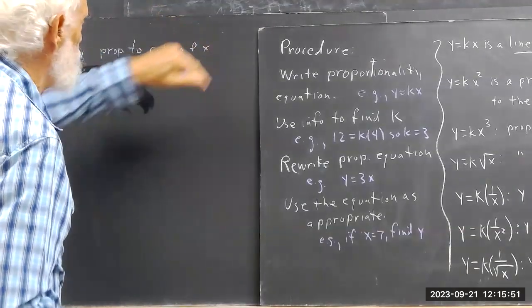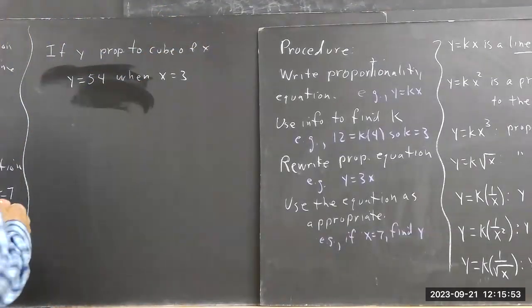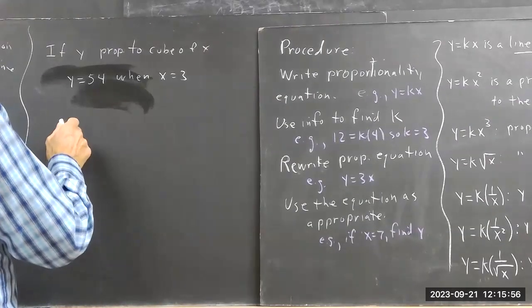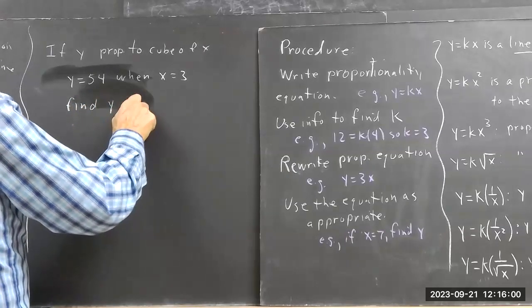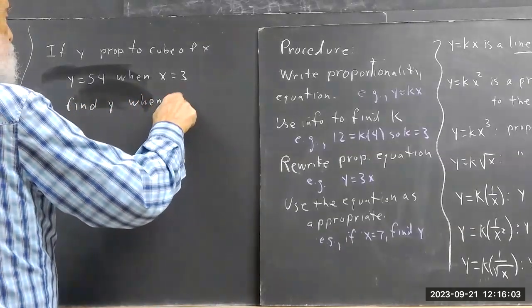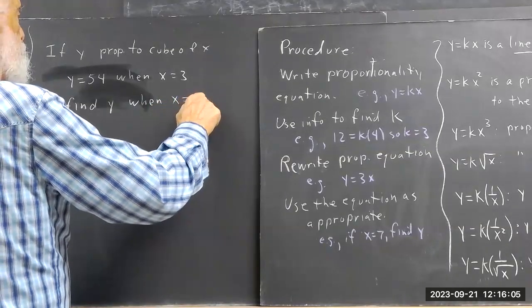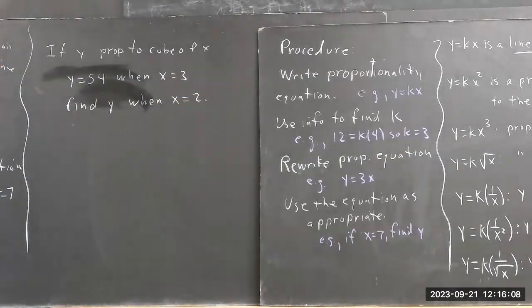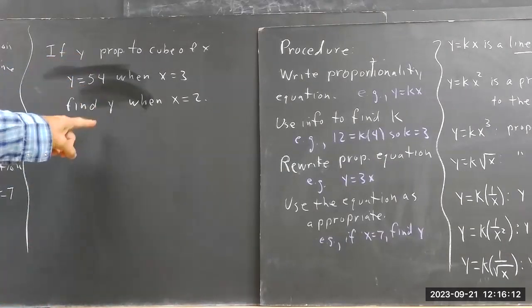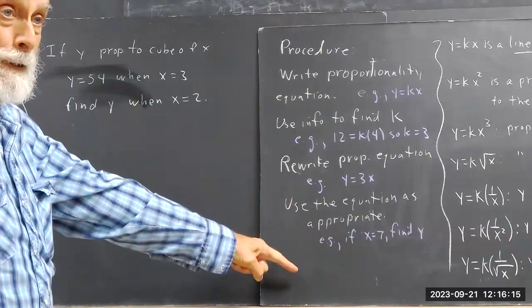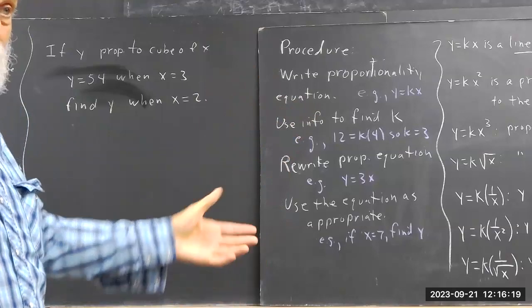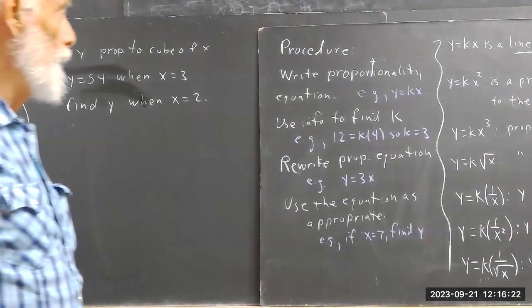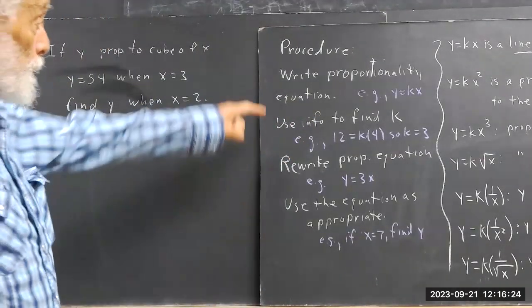Okay, y is proportional to the cube of x, and y is 54 when x is 3. Find y when x equals 2. Now, if I didn't have this written up here, since you've only done one of these and you haven't really figured it out yourself, here's the procedure. So what's the first step of the procedure?